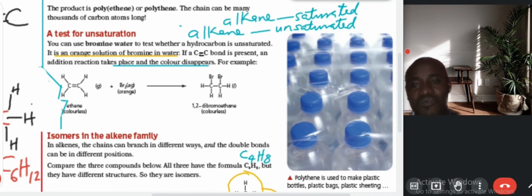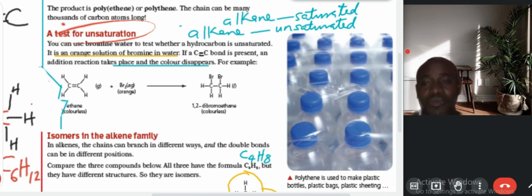Now, one of the ways we can test that a substance is saturated or unsaturated, in fact, a major test for unsaturation, is a reaction with bromine water. Bromine water is a solution of bromine and water, and a mixture of bromine and water forms an orange solution.